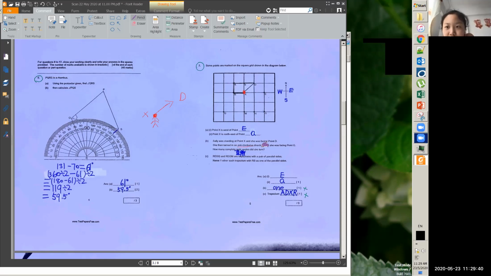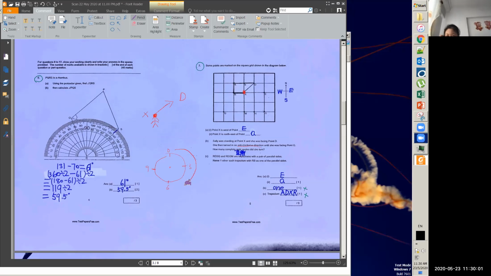What's the meaning of anti-clockwise? So this is the clock. This is 12, this is 3 o'clock, this is 9 o'clock. So clockwise means this direction. This is clockwise, and then this is called anti-clockwise. Anti-clockwise.